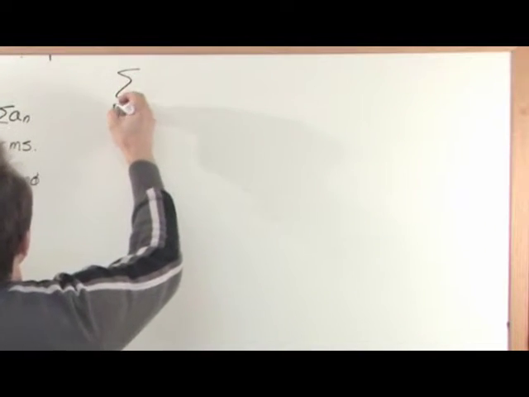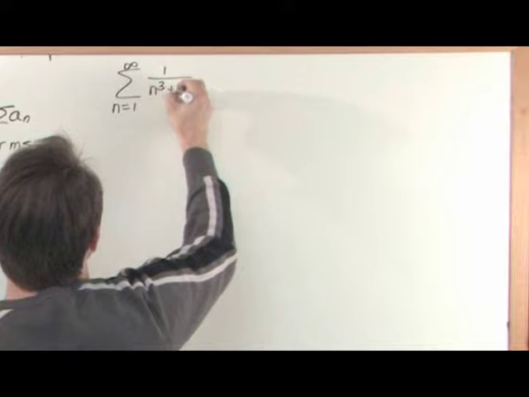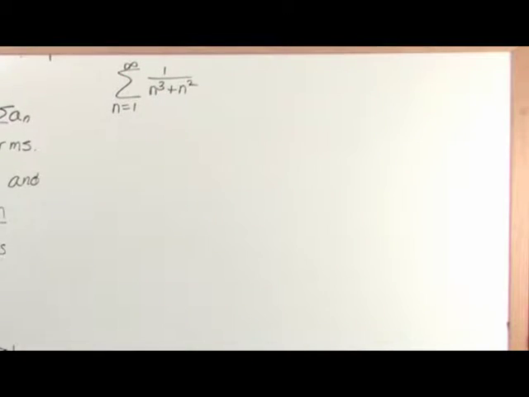What if we have the sum from n equals 1 to infinity of 1 over n cubed plus n squared? Okay. The first thing is, does this look like a geometric series or a p series or anything else that we've studied that's easy? The answer is no.